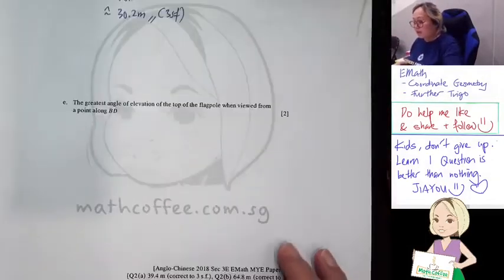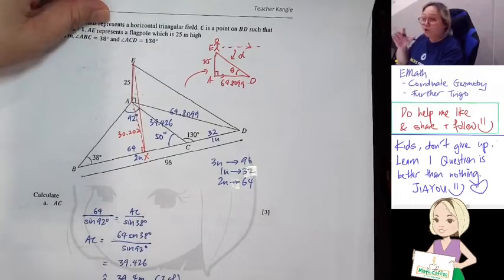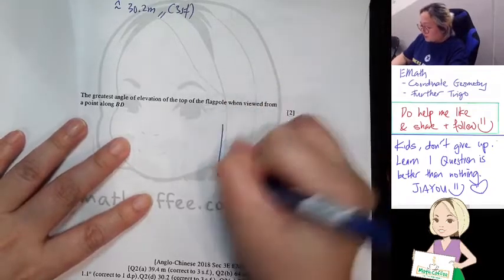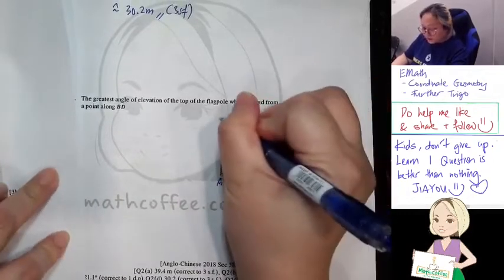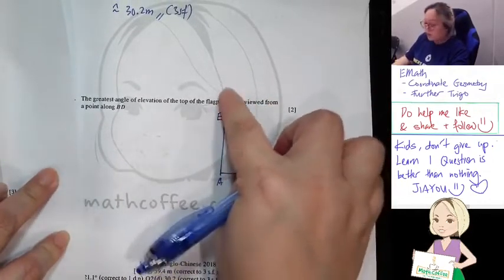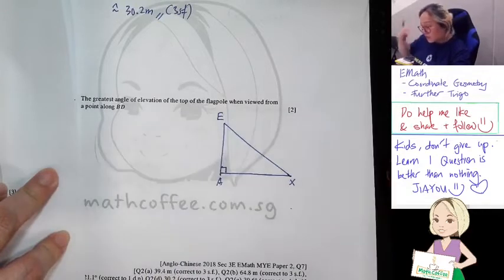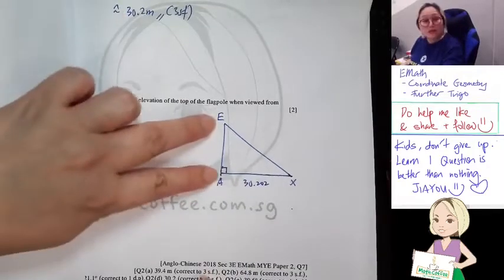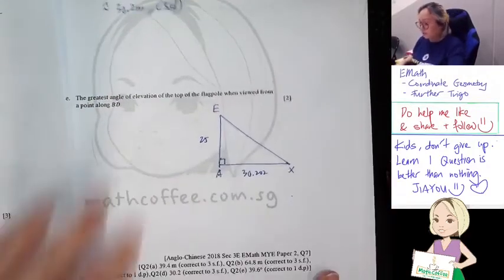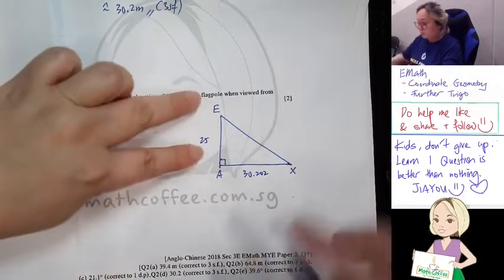So now with that, I will draw the diagram. Because this diagram over here is not drawn flat, I'm going to draw the 2D version. So it looks like that. A is here, X is here, and this is the top of the flagpole, which is E. And we know, of course, the floor and the pole are definitely 90 degrees. AX, we have found previously, is 30.202. AE is the flagpole, which is 25 meters. So we have agreed that AX is the shortest distance, and this is your pole.